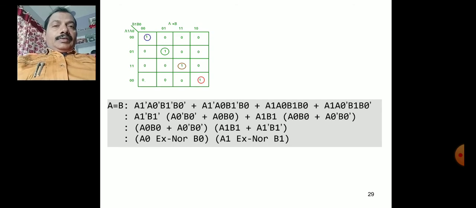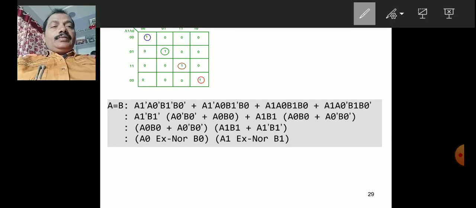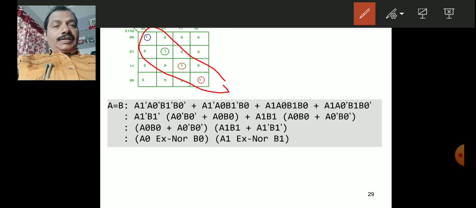Similarly, you have to write for A equals to B output. Fill in all the minterms. If you observe here, there are four minterms in the A equals to B. We have filled like this. Okay. Let us write a simplified expression for this.